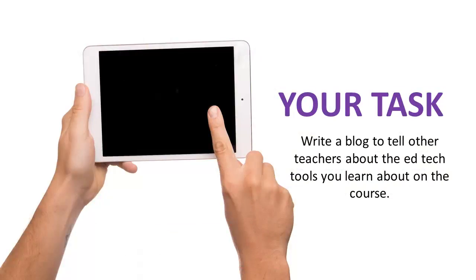Your task over the next 10 weeks is to write a blog to tell other teachers about the educational technology tools that you learn about on the course. We're going to be teaching you about lots of tools, looking at lots of tools, and we'd like you to write a blog to share those with other teachers. Now, these other teachers aren't just the teachers in the class or on the MA. Potentially, teachers from all over the world could look at your blog, and that's what you've got to think about.